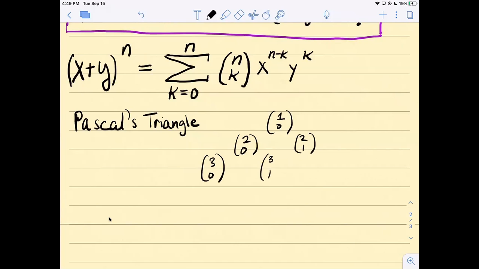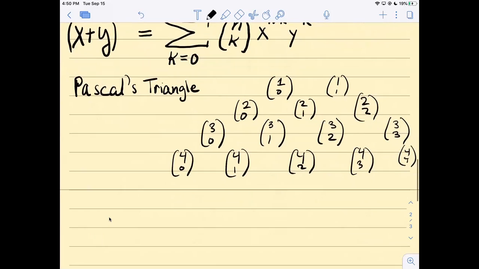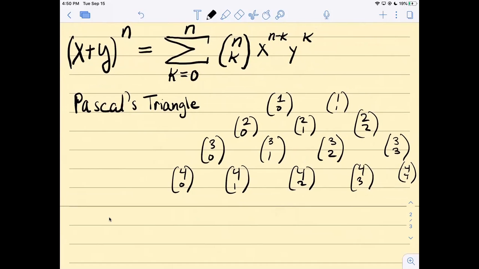Oh, yeah, my bad. I made a mistake here. 1 choose 1, 2 choose 2, 3 choose 1. So it collects all of the combinations like this, 3 choose 3, 4 choose 0, 4 choose 1, 4 choose 2, 4 choose 3, 4 choose 4. And in the very first one it would be 0 choose 0.